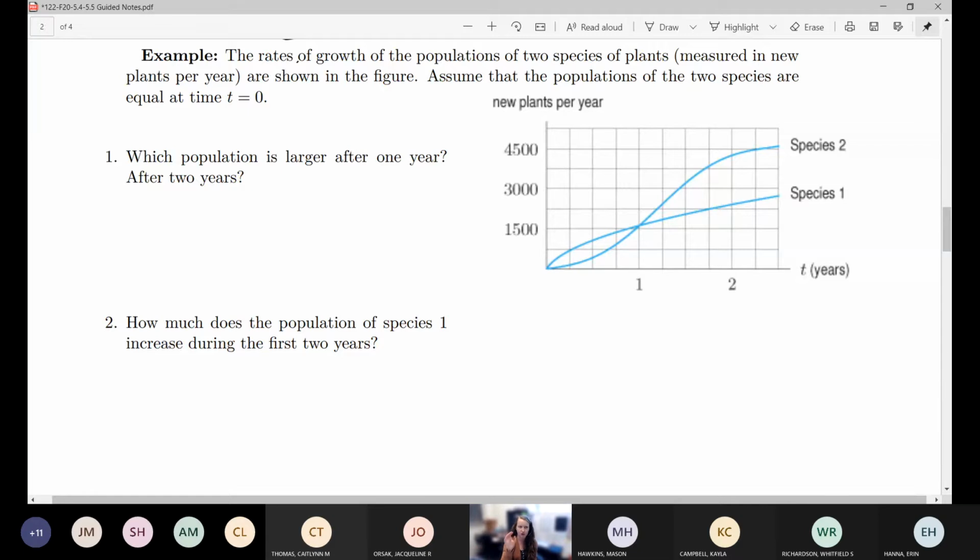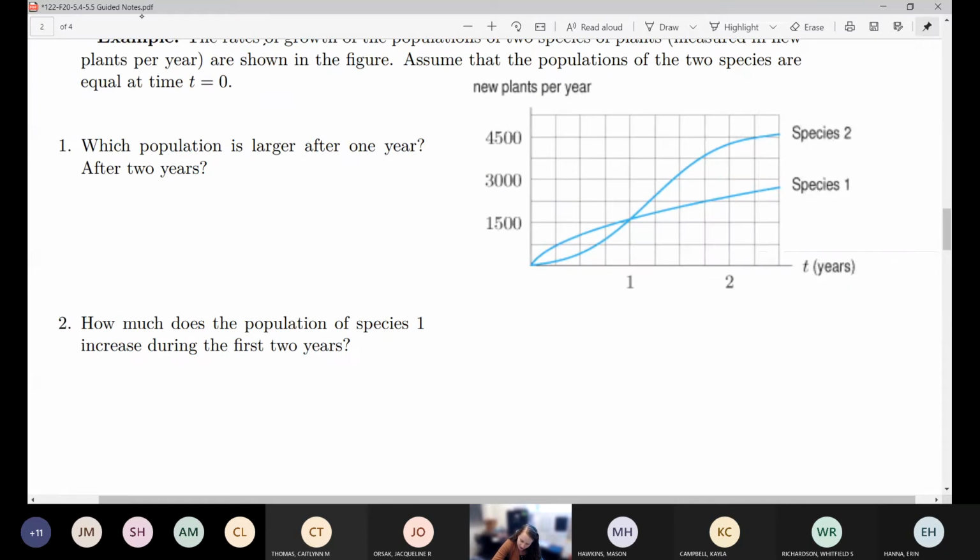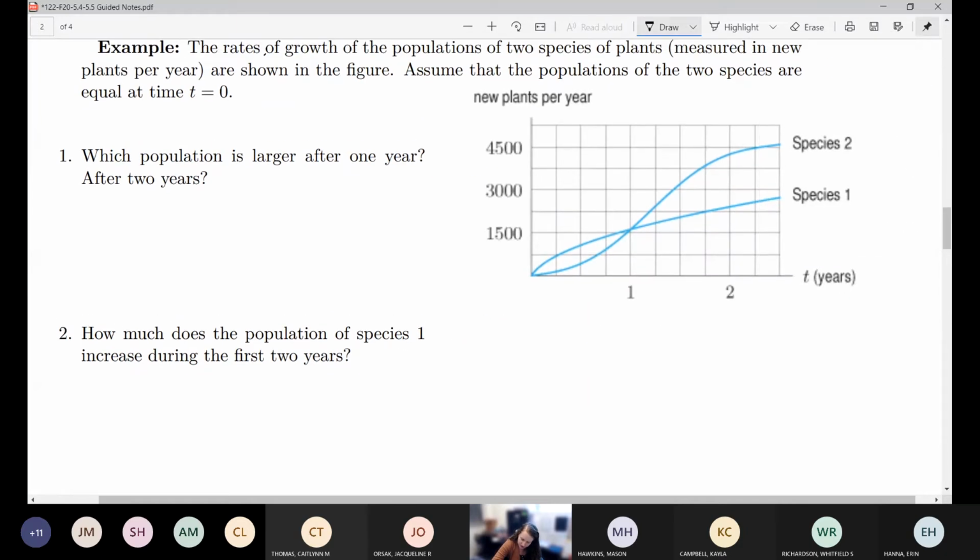So we don't really need to worry about the starting values. We can just compare the amount that they've grown by. So which population is larger in year 1 and then after 2 years? So first thing, I always get thrown off by this graph every time I look at it. So 1 ends there and 2 ends here.